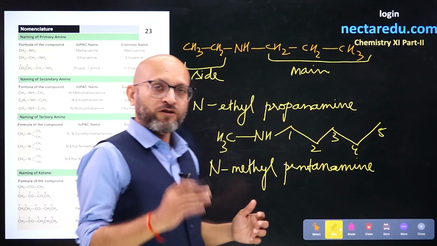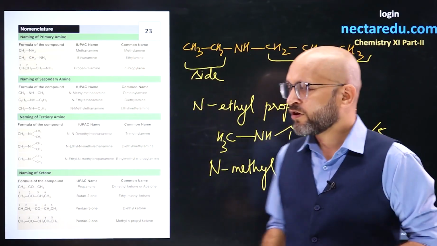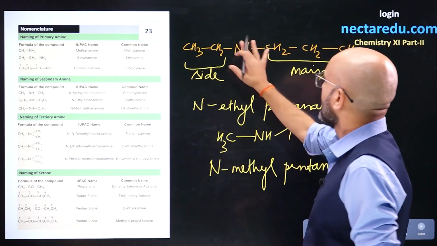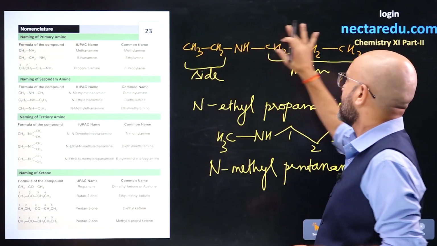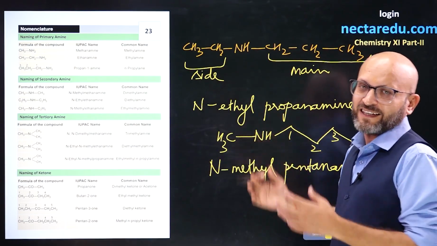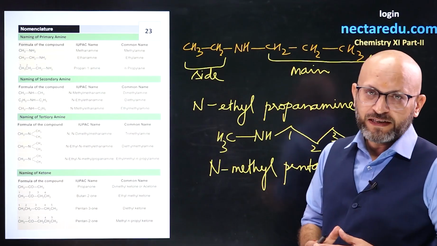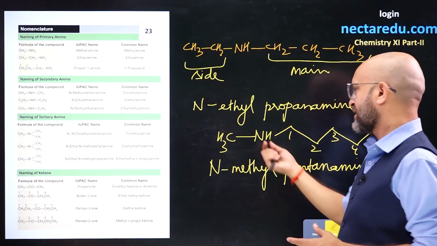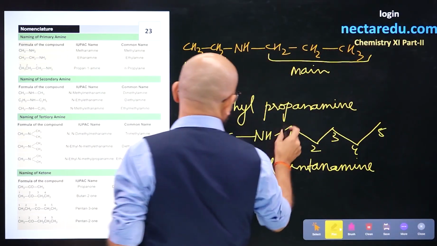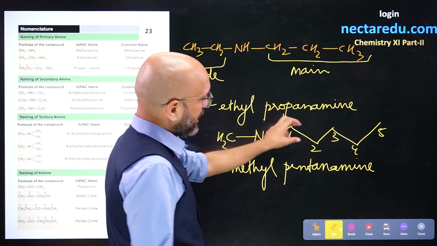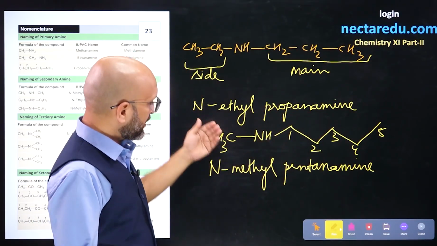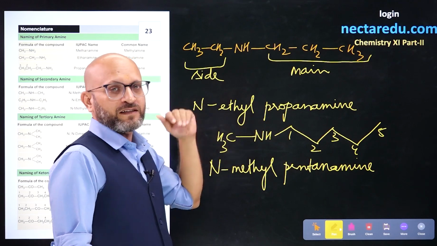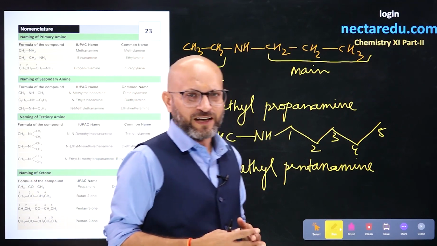For common names, you can say, on one side you have ethyl, on the other you have propyl, so we can say ethyl propyl amine. Similarly, we will say this is methyl, and on the other side we have a 5 carbon chain, so we will say methyl pentyl amine. So that is how common names are.